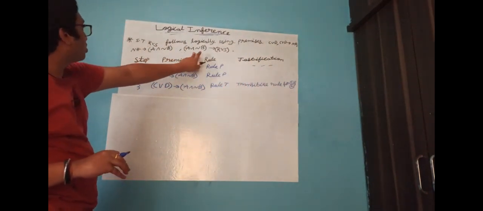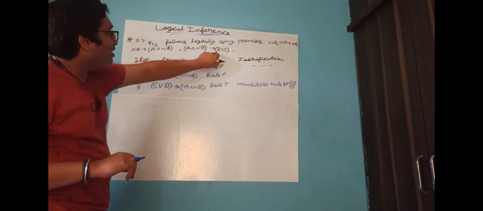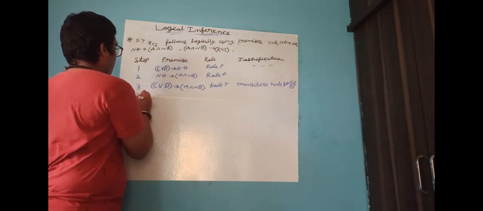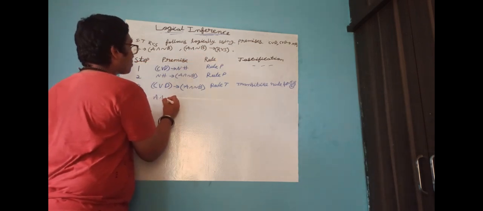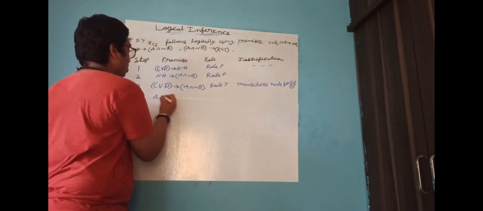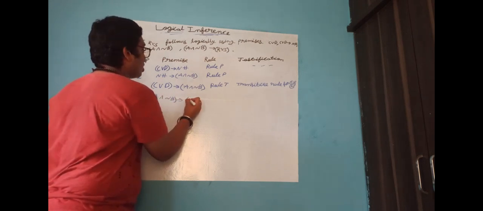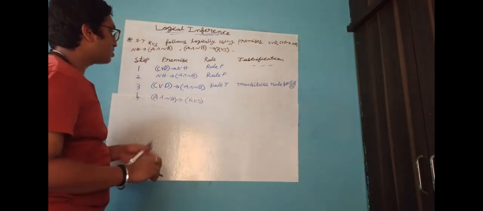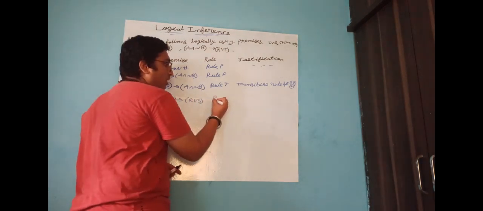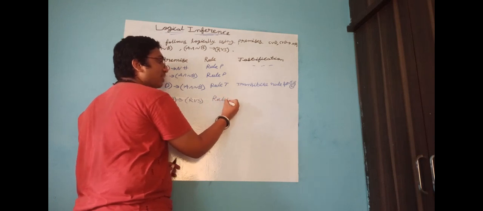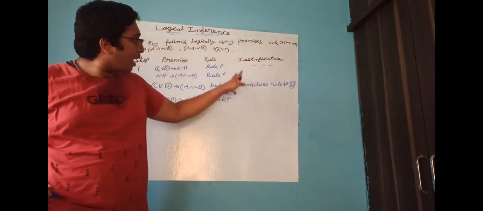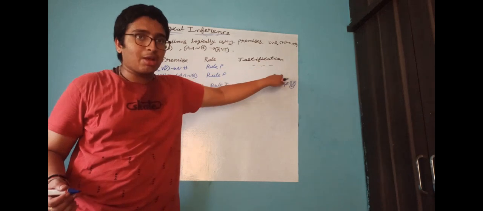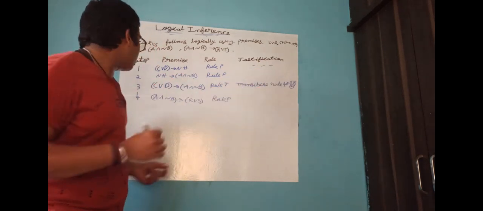Now another premise I am introducing: A and negation B implies R or S. Again, what rule is it? You are introducing, right? Rule P. See, in justification don't worry. When you write rule P, always write introducing the premise.